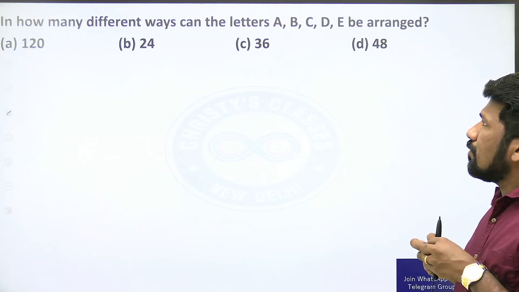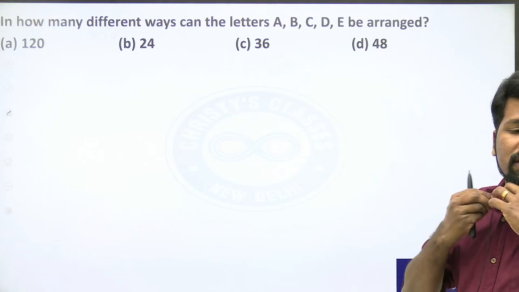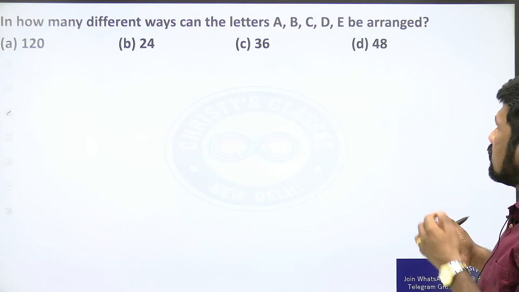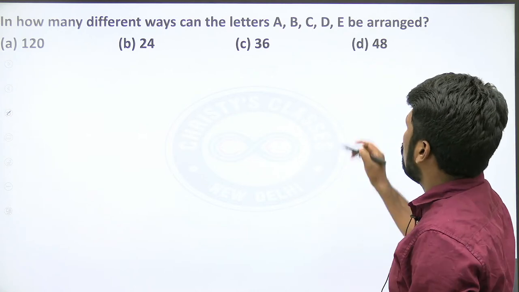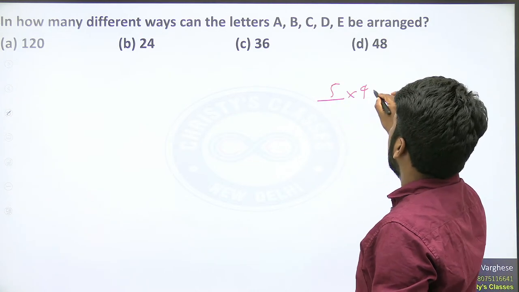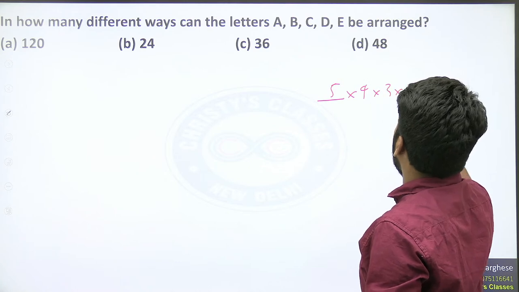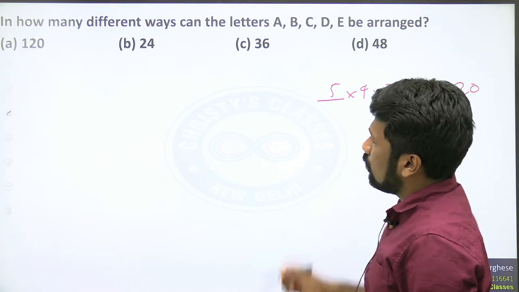5 factorial, why? Because first position can be filled in 5 ways. Second position in 4 ways. Third position in 3 ways. Fourth position in 2 ways. So, 5 × 4 × 3 × 2 × 1, 120 ways you can do it totally.